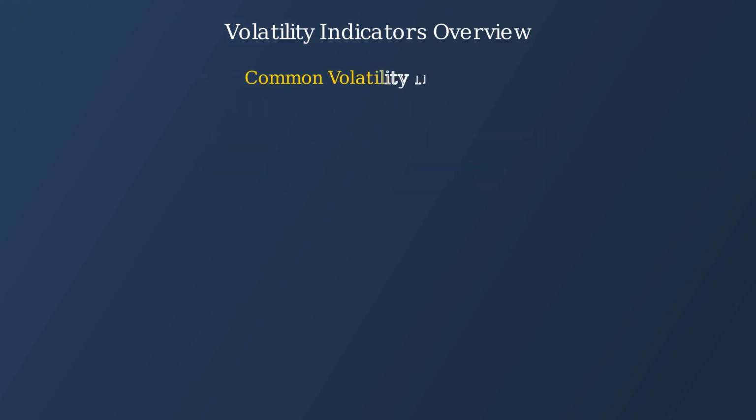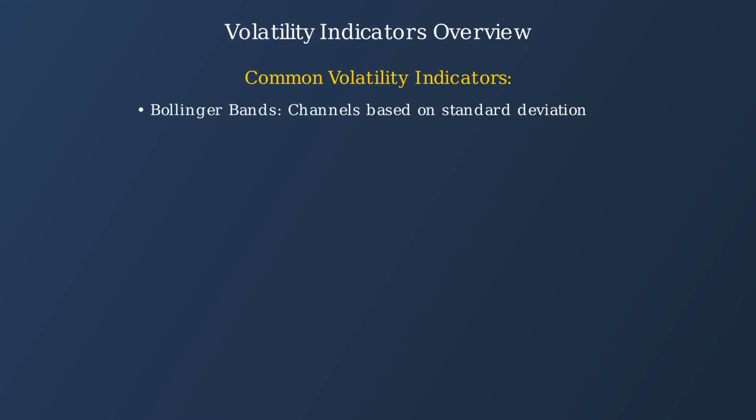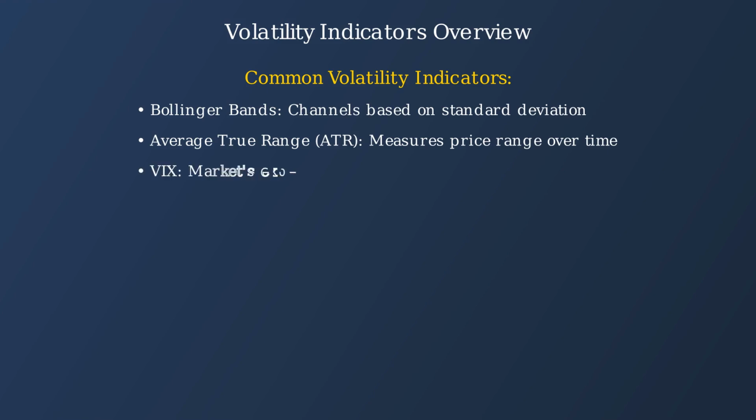Let's explore the most common volatility indicators used by traders. Bollinger Bands use standard deviation to create channels around a moving average, expanding during high volatility and contracting during low volatility. Average true range measures the average price range over a specified time period, providing a direct measure of volatility. The VIX, often called the Fear Index, represents the market's expectation of 30-day volatility based on S&P 500 index options.